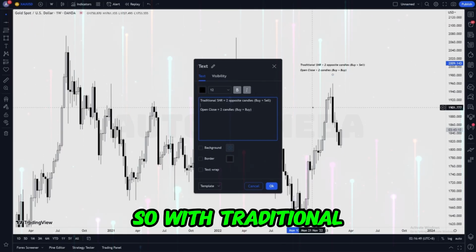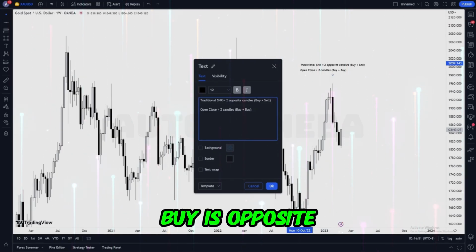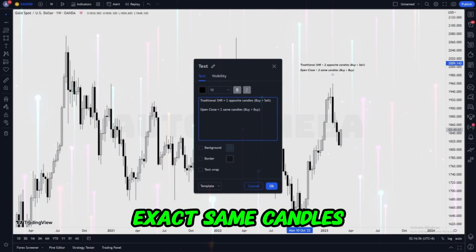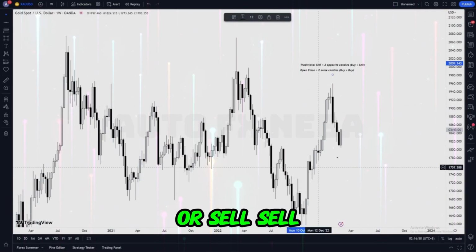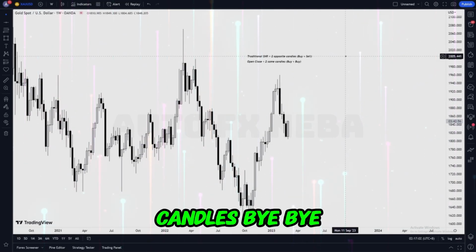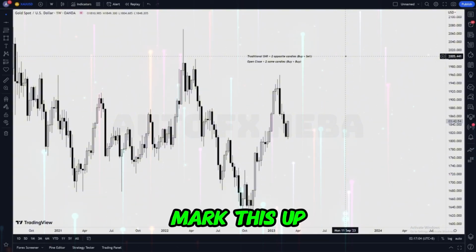So with traditional SNR, we have two opposite candles. Buy is opposite to sell. Sell is opposite to buy. With here, we have the exact same candles. Buy, buy. Or sell, sell. So, okay, now I've given you guys the theory. Open close is the two same candles. Buy, buy. Okay? Now, how do we actually mark this up on the charts?